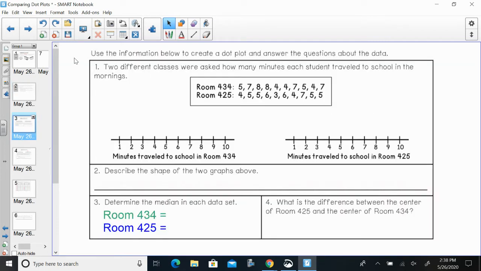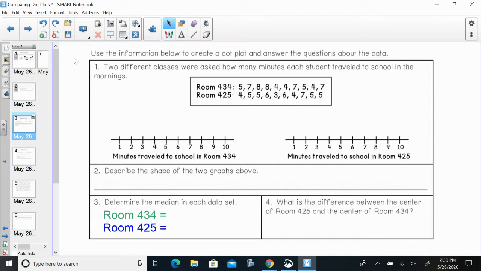Okay, we're going to use this information for room 434 and room 425 to create a dot plot. Then we're going to use our dot plots to answer questions about the data. We've got two different classrooms. They were asked how many minutes each student traveled to school in the mornings. So if you look at your line graph, you'll see that you have all of your numbers represented from 1 to 10. What this shows you is that our data is anywhere between 1 and 10.